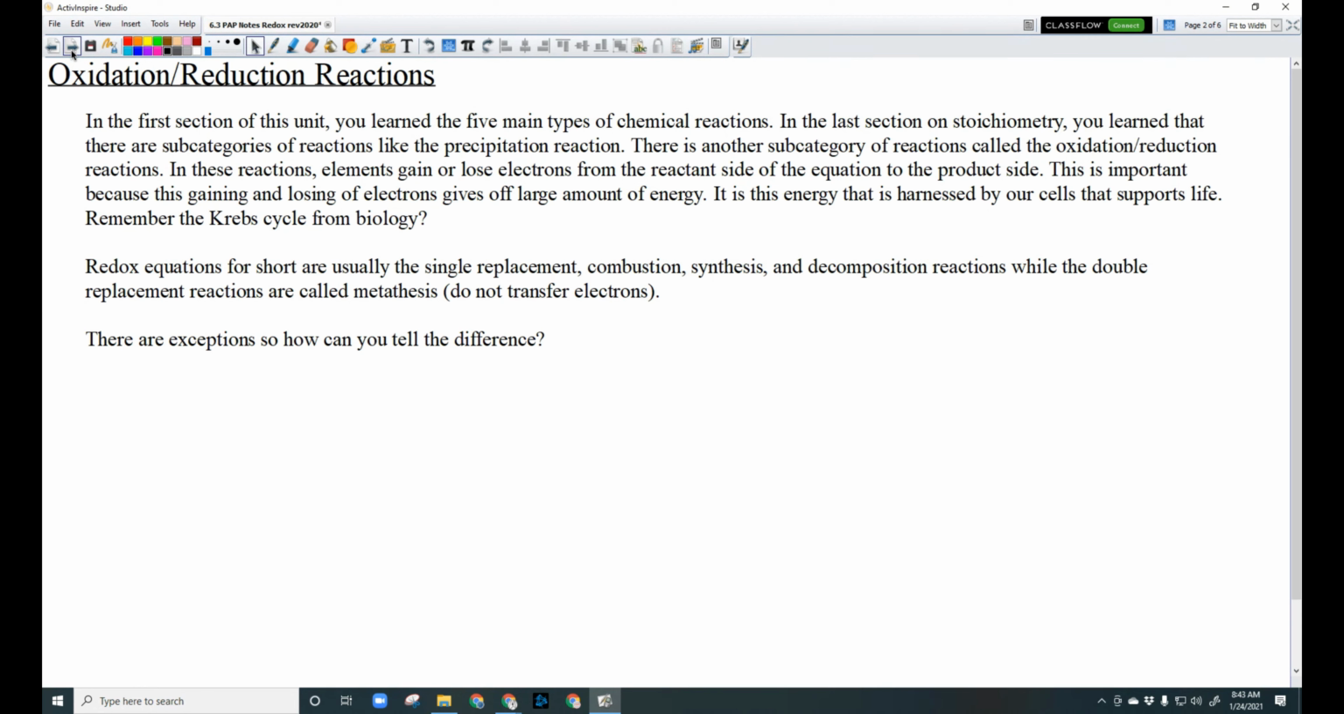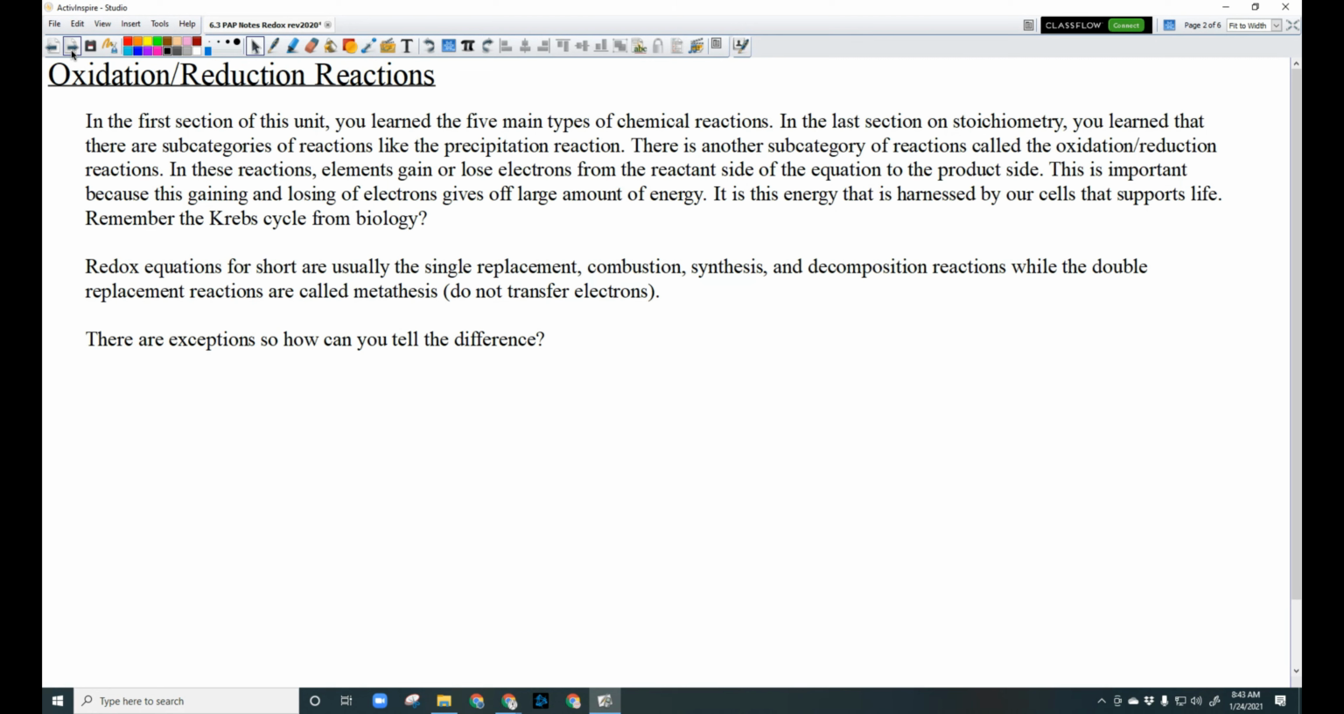Oxidation reduction equations, for short, are usually single replacement reactions, combustion, synthesis, and decomposition reactions, while the double replacement reactions are what they call metathesis. They do not transfer electrons. Now, there are exceptions to this rule, so how can you tell the difference?